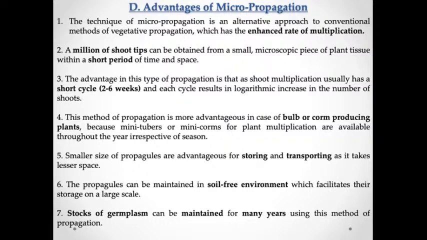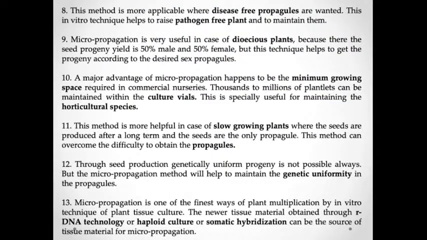Bulb or corm producing plantlets are possible to grow with this technique. Storing and transporting takes less space. A soil-free environment is possible. Stocks of germplasm can be maintained for many years by these methods of propagation. Disease-free propagules are also possible. Pathogen-free plants are produced in this case.